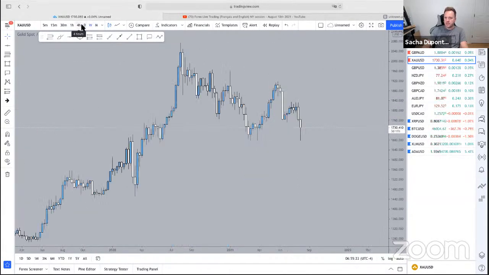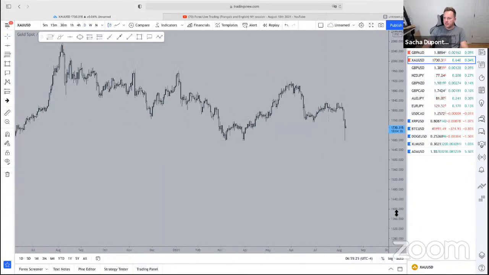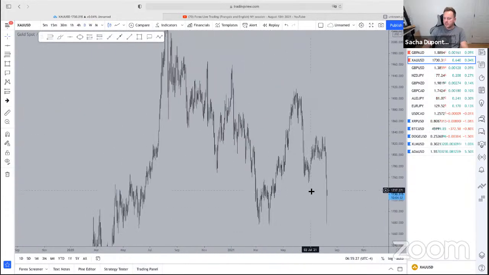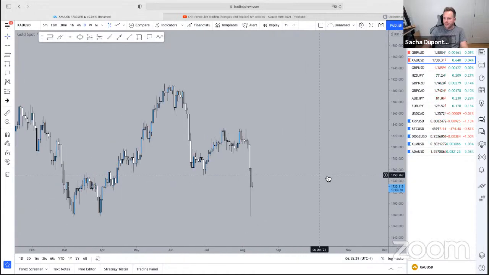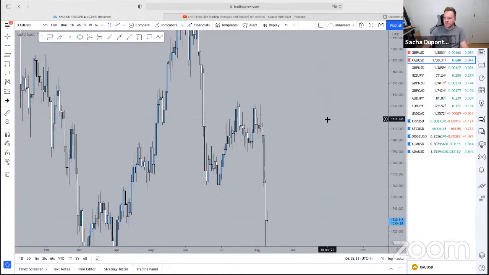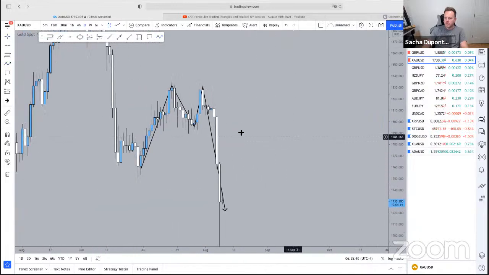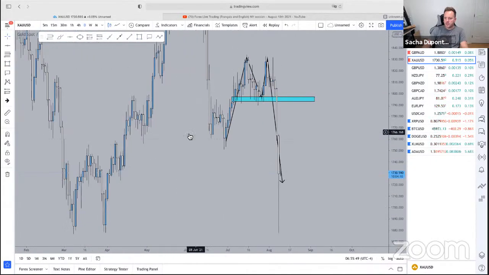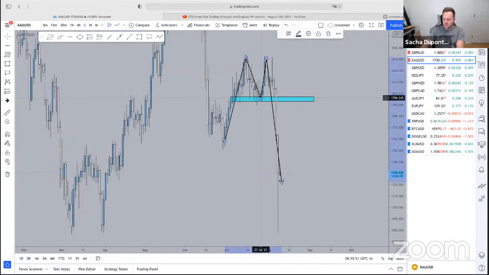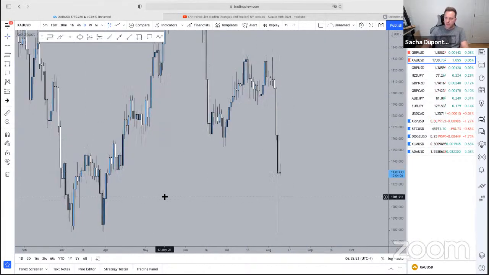Let's take a look at daily. Holy. Daily, what a melt. So we had this double top and we had this neckline right here. Got broken and melt. Okay, perfect. So this was the story behind this. This was the flash crash.